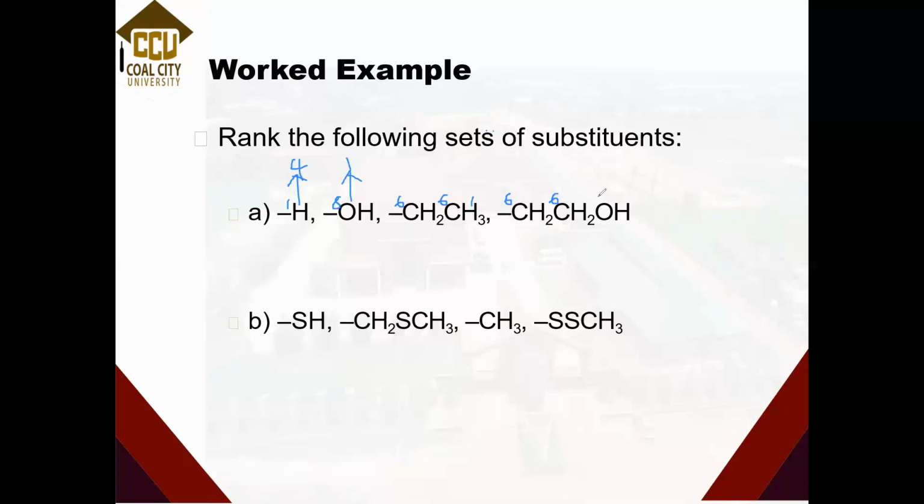So we'll use the oxygen instead, and the oxygen is what? 8. So since this oxygen is 8, it means 8 is higher than 1. Is that not so? So this one will have a higher priority, which will be our priority 2. And then this one, of course, becomes priority 3. So that is how to rank them. This is one of the most important things you need to know how to do. This is priority 1, priority 2, priority 3, priority 4.